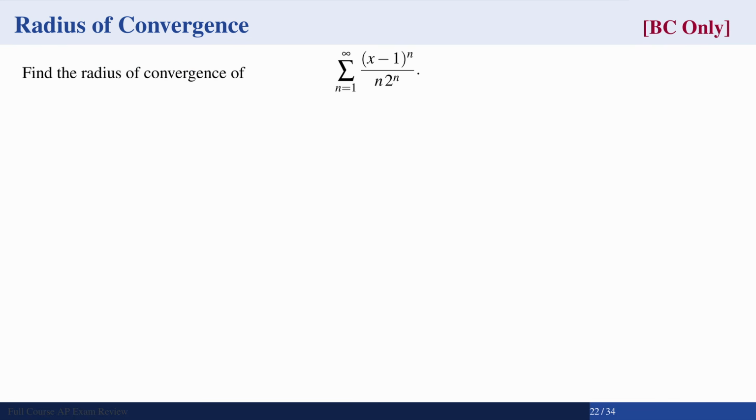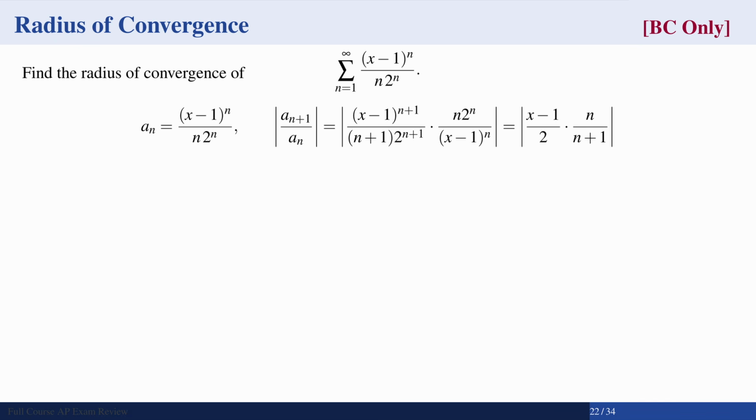Let's take a look at finding the radius of convergence. If we want to find the radius of convergence for the sum of (x minus 1)^n over n times 2^n, step one is we just look and see that a sub n is (x minus 1)^n over n times 2^n. We set up the absolute value of a sub n plus 1 over a sub n. We simplify that down as much as we can, so we get n times the quantity x minus 1 over 2 times the quantity n plus 1.